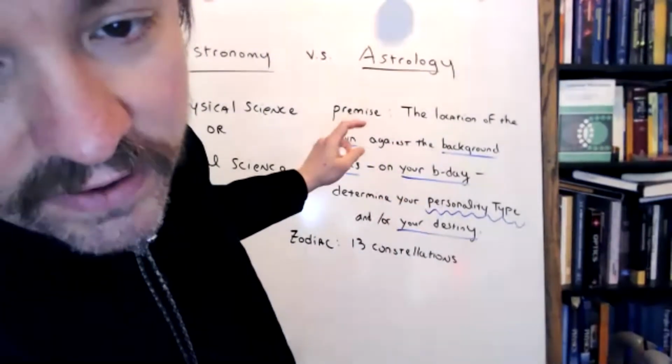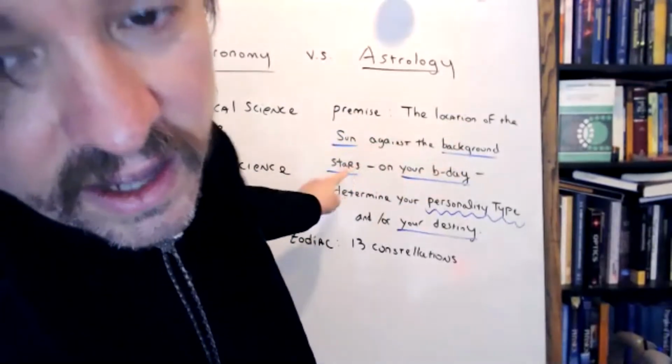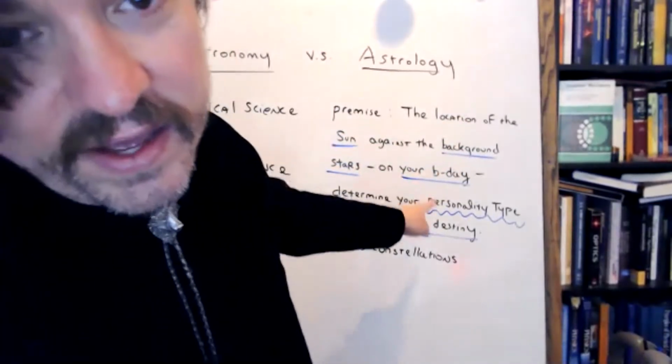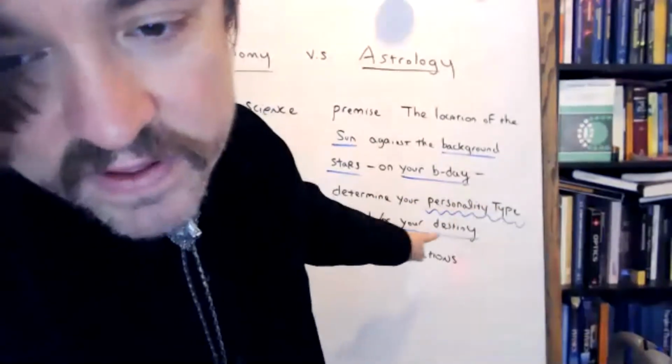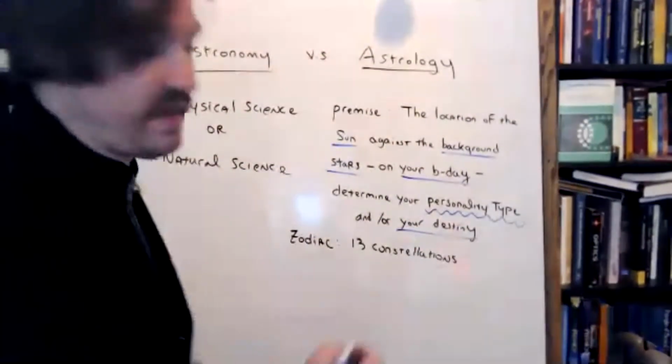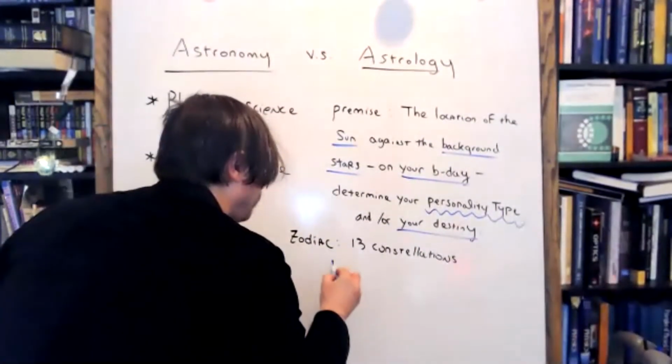And if you actually go out and compare the position of the sun against the background stars on your birthday, and then you compare it to things like personality types and destinies, it turns out that a careful study will quickly reveal that there is no relationship whatsoever between your zodiac sign and your personality type, okay? So this is essentially a false statement.